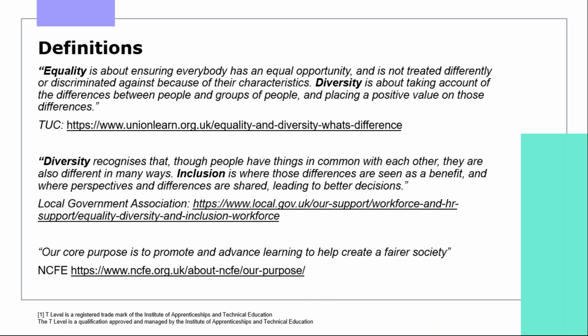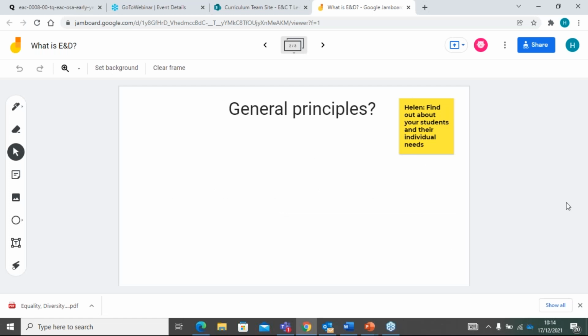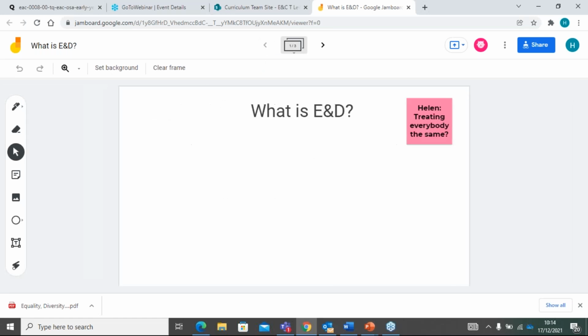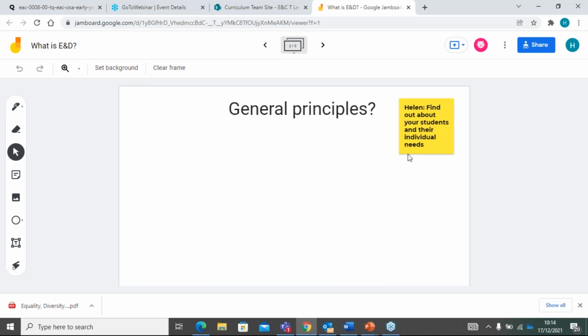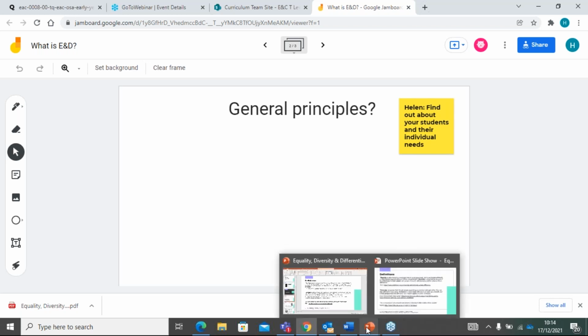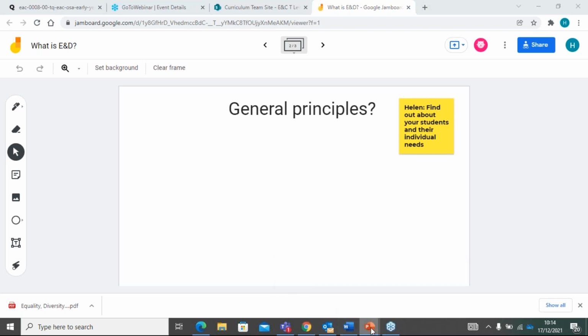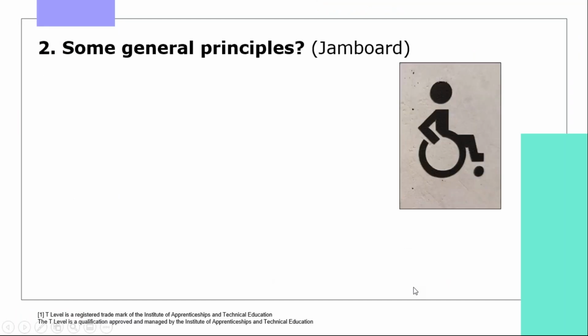So I'll go back to the Jamboard now. Hopefully everybody can see it. So page one was this one, what is equality and diversity? Page two is this one, the general principles. So if you have any to share, please do, as I say, either on this Jamboard or into the question box of the GoToWebinar panel, please. Okay. We'll keep moving on, and as I say, if you have any questions at all in the meantime, please do pop them into the question box.